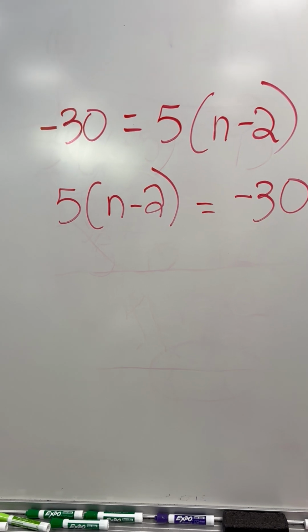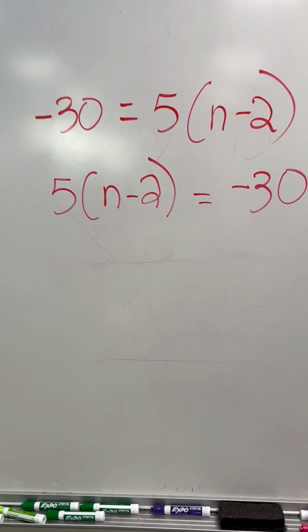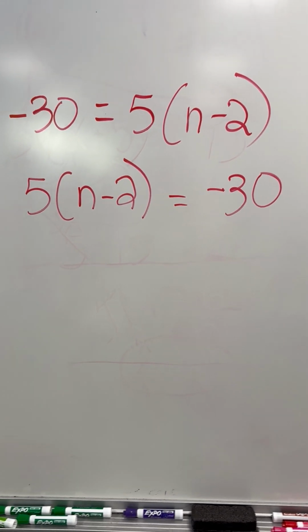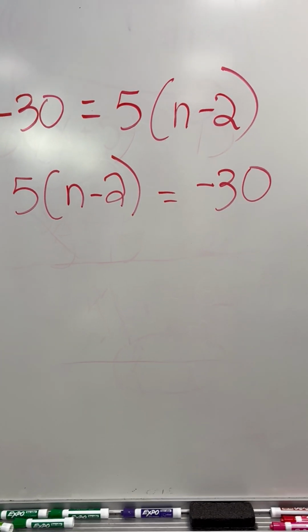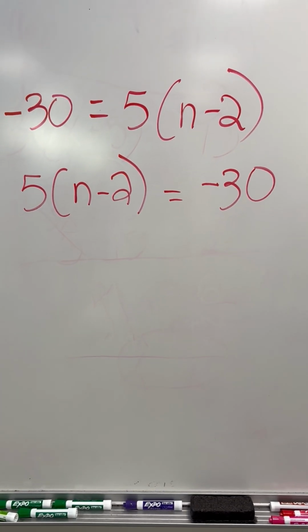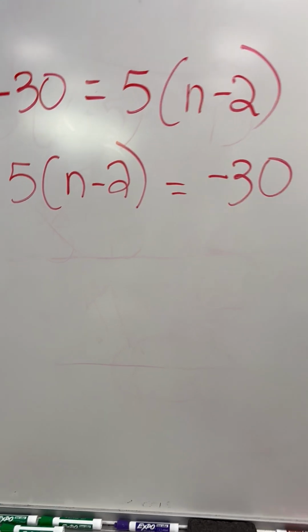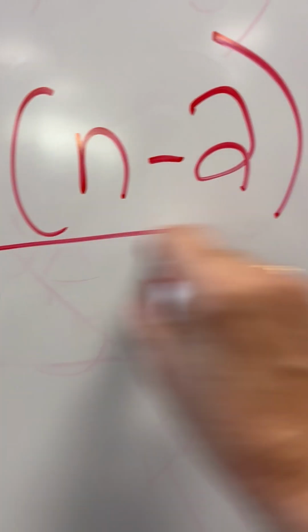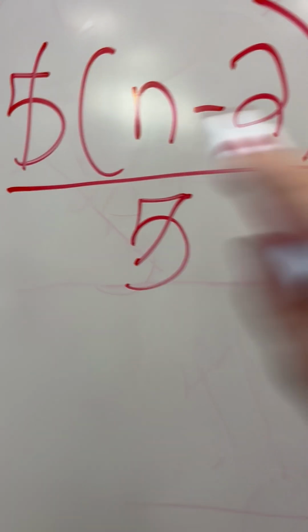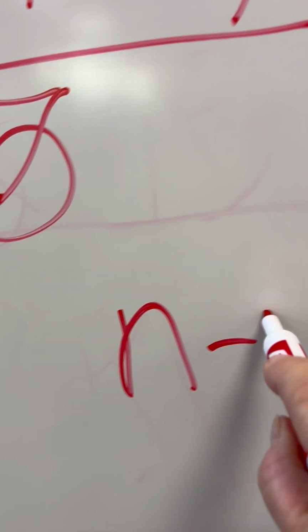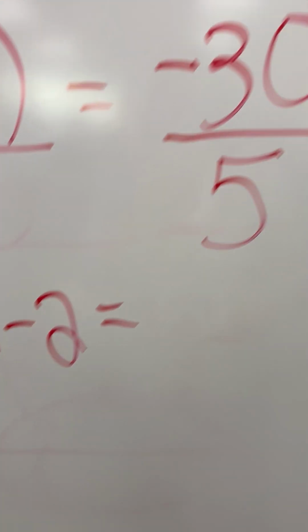And I know on the left side that both terms inside the parentheses are being multiplied by 5. And I can see that the term on the right side is divisible by 5. So I can use my shortcut and divide both sides by 5 and just save myself a few steps. 5 divided by 5 is 1, and 1 times n minus 2 is just n minus 2.